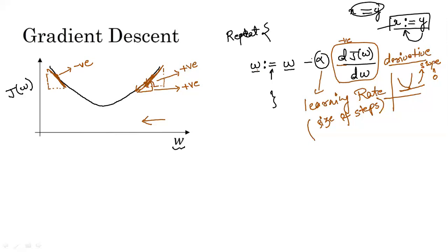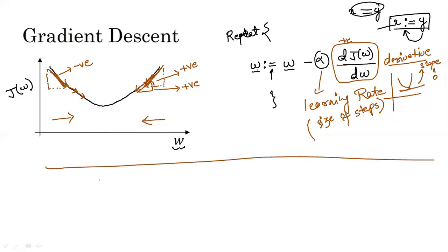A negative number multiplied by something negative would result in a positive, and in this case the value of w will subsequently increase. So I'll shift to the right-hand side because the value of w will increase, and by applying this update rule I'll get towards the global minima. If I am at this point, I'll move to the right-hand side of the curve in order to achieve the global minimum.